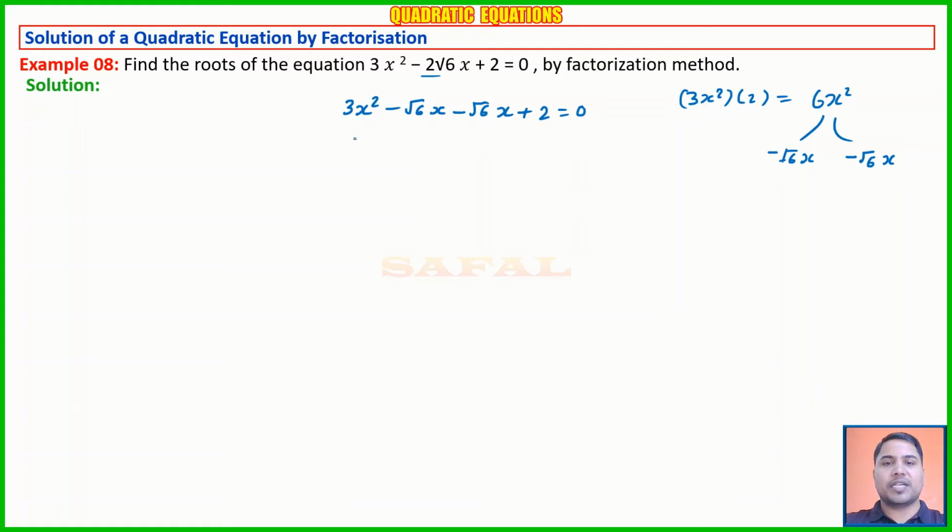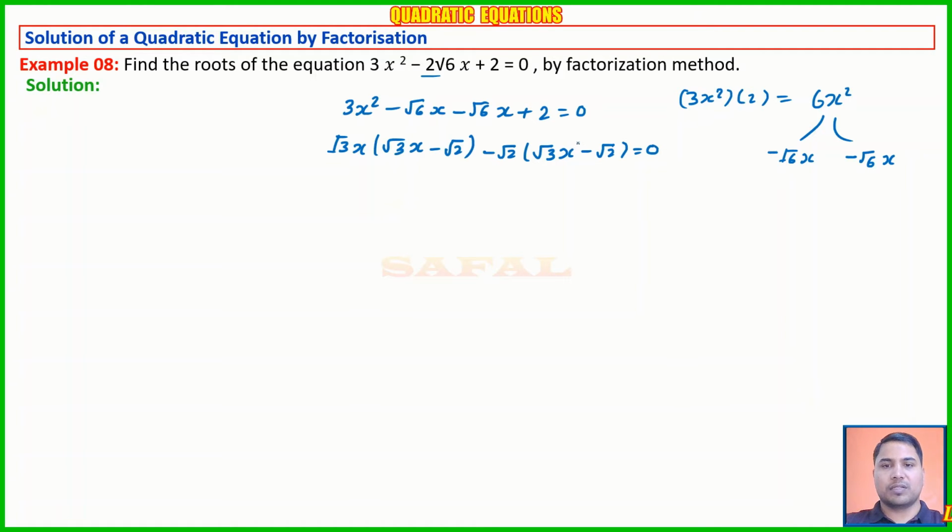तो यहाँ से मैं देख रहा हूँ कि रूट 3x मैं कॉमन ले सकता हूँ. So root 3x if I'll take common, so the first term root 3x and second term root 2 will be left, because root 3x into root 2 is root 6x. Here again I can take minus root 2 common, so I'll have root 3x and minus root 2 equals what?